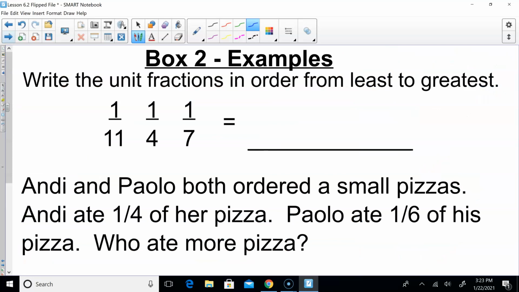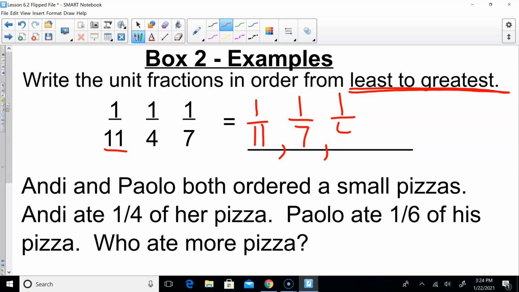And right now, we're going to put these fractions in order from least to greatest. It's important that you read, because it might say greatest to least, which would change your answer, so make sure you have it in there. So the least one, which would be the smallest, well, the bigger the number, the smaller the pieces. So that would mean 1/11 would be the smallest, because that's the biggest of these numbers right here. Then the next would be 1/7. And the last one would be 1/4. So that would be the order from least to greatest.